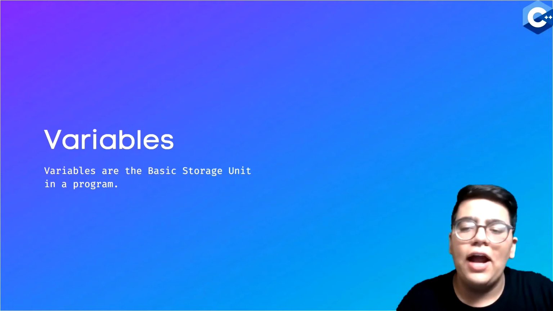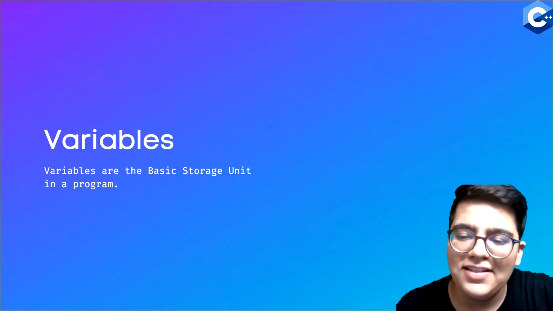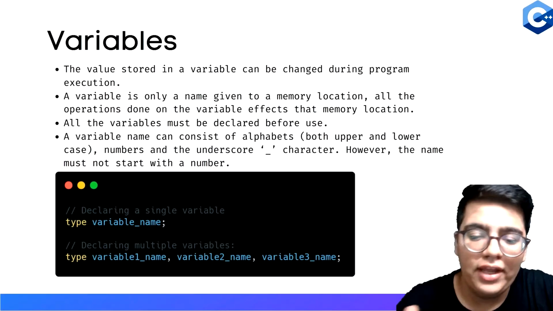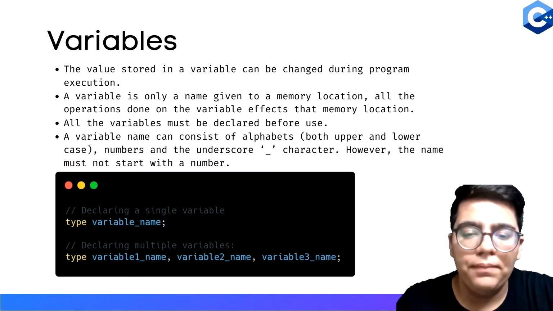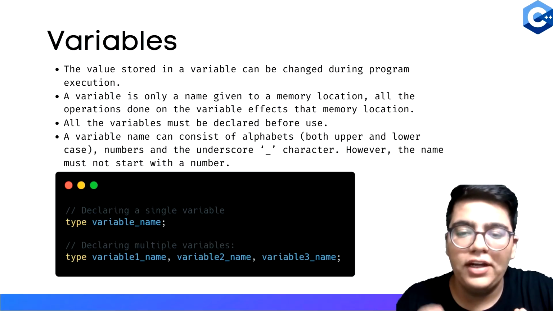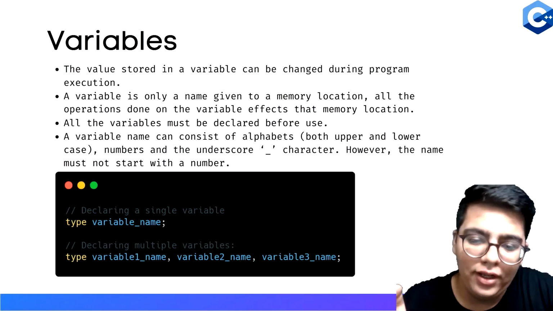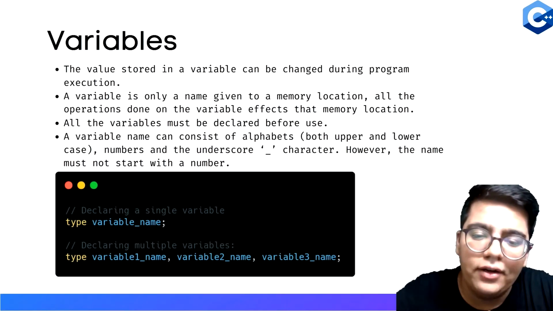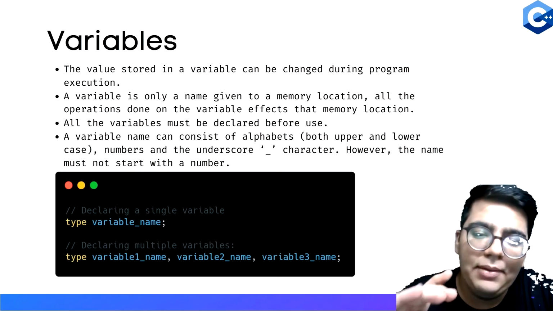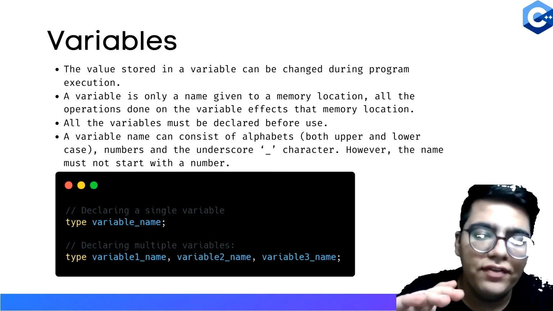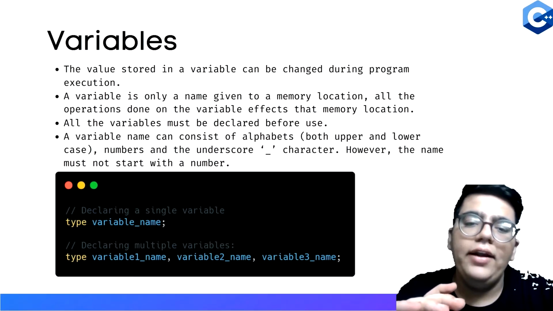Hey guys, let's have a look at variables. So variables are the basic storage unit of a program. The value stored in a variable can be changed when you are executing the program. So let's just imagine that you define a variable of the data type integer, an integer x. Now this variable x can possess any value from minus infinity to positive infinity, a whole number, and it can be changed.